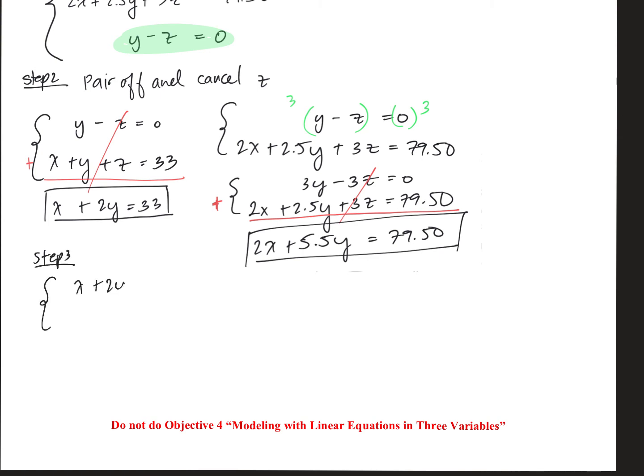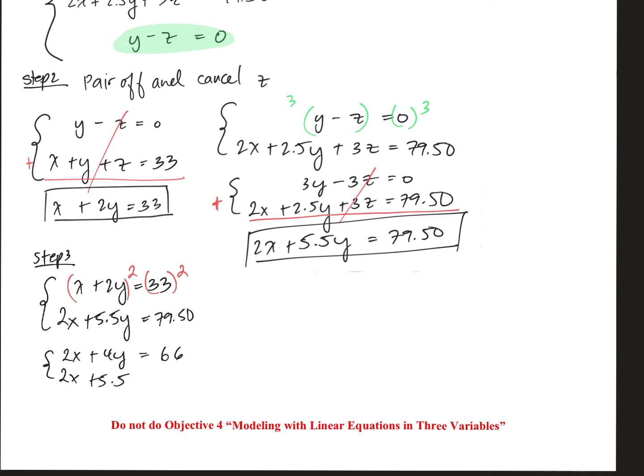So we have x plus 2y equals 33, and then 2x plus 5.5y equals 79.50. And I think I've decided I want to cancel the x's. Why? Because that one x only has a 1. So I'll go ahead and multiply the top equation by 2. Then I get 2x plus 4y equals 66, and 2x plus 5.5y equals 79.50. So we don't do anything to the bottom to change it. It'll just stay as it is. Let me fix that bracket sign. It was a little small.